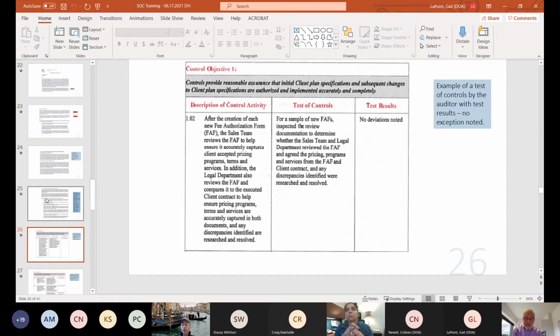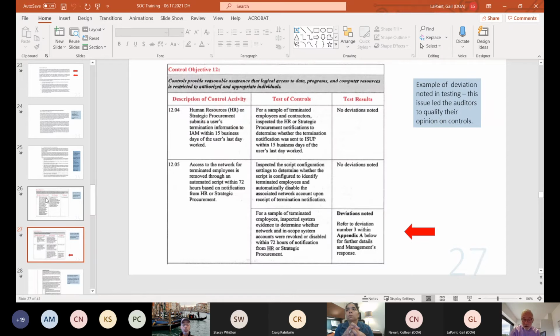So they describe the control activity, and that would relate basically to management's description of the controls. They describe what the test of controls, what they did. So in this case, the auditors are saying, for a sample of new FAFs, and I don't know what that means, but inspected the review documentation, determined the sales team and legal department reviewed the FAF and agreed the pricing, programs, and services from the FAF and client contract, and any discrepancies were researched and resolved. In their test results summarized, they say no deviations noted. So in this case, based on the auditor's test, they said everything was good for that control that they tested.